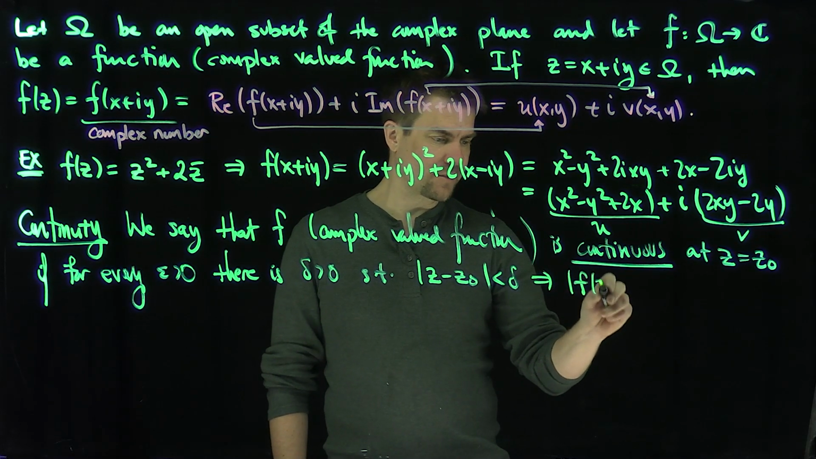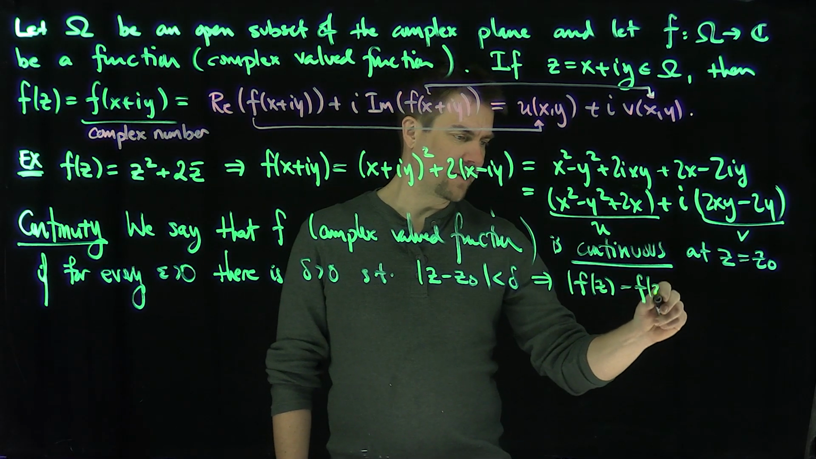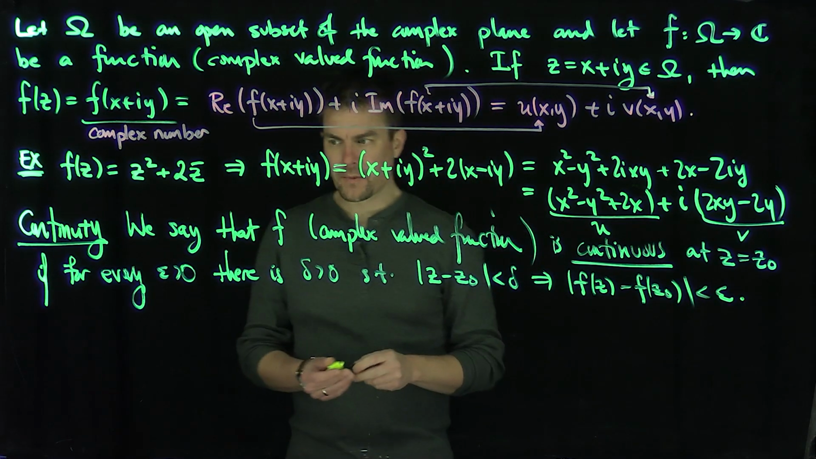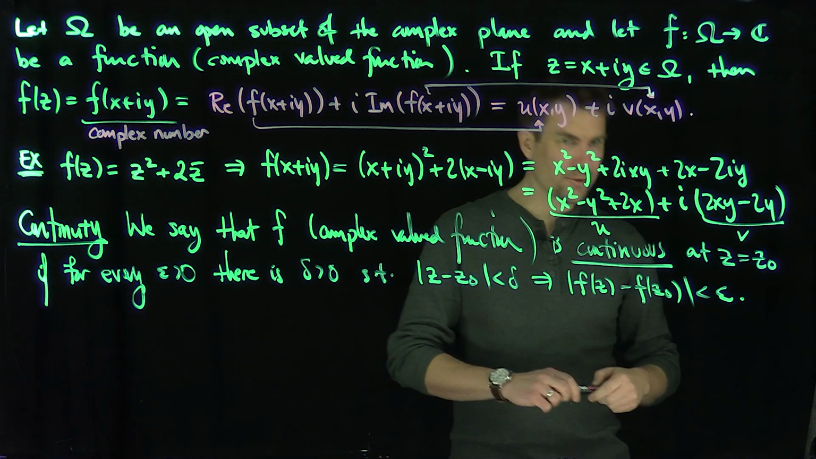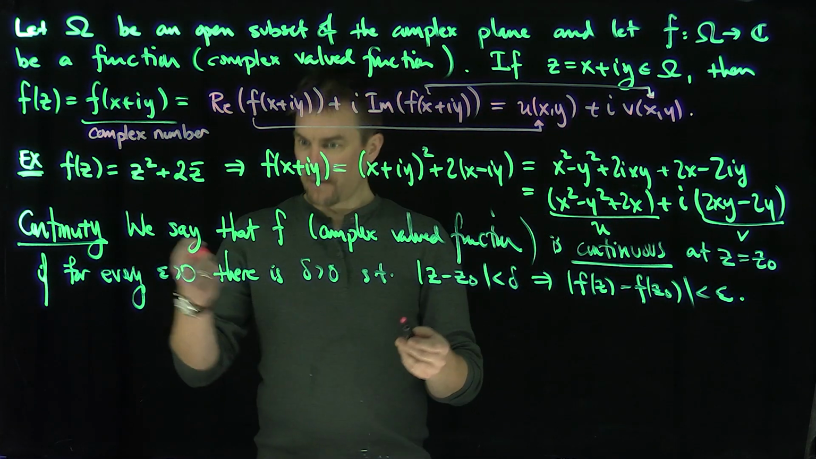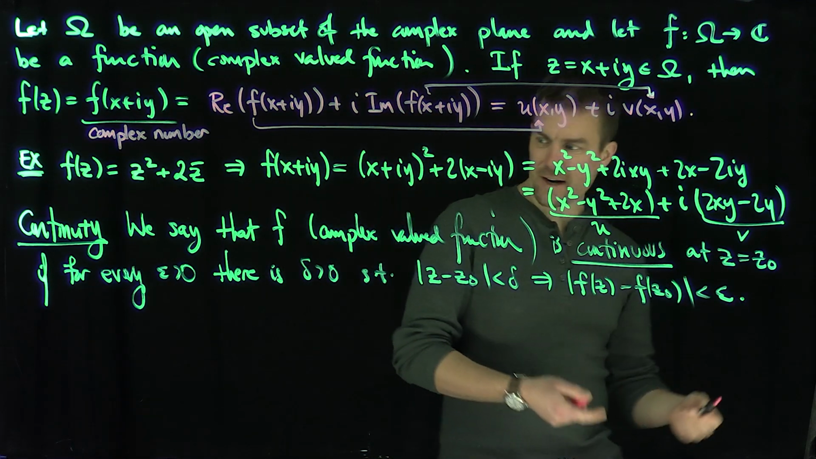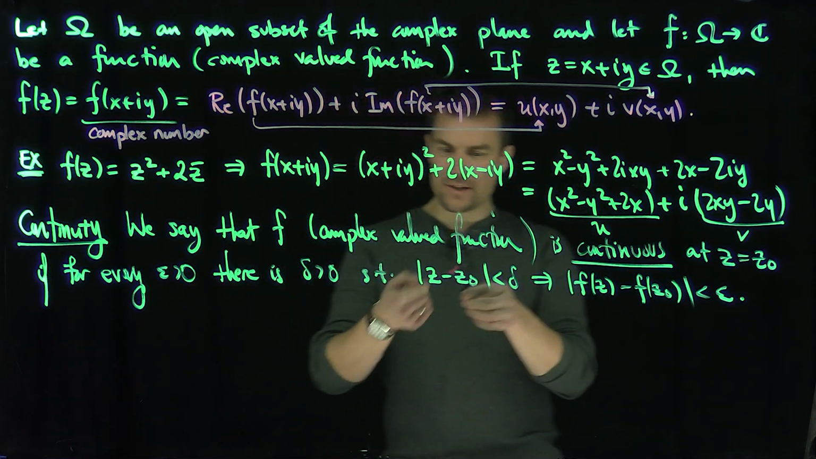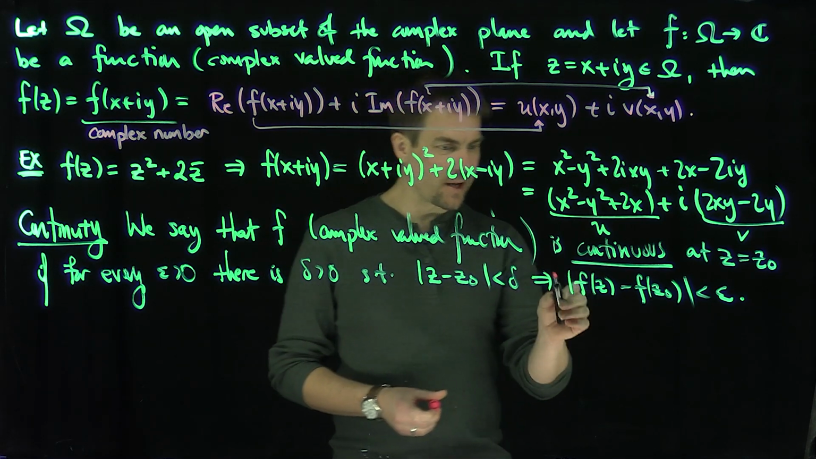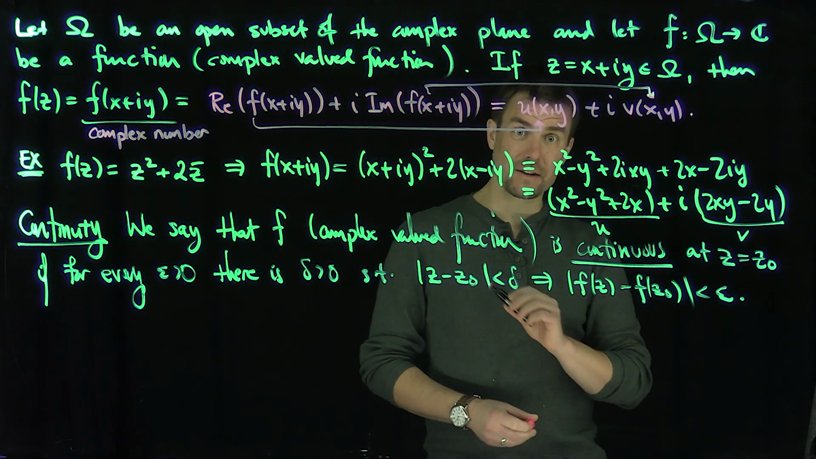Implies |f(z) - f(z0)| < epsilon. Now, if you're looking at this, and if I replace all these z's with x's, x equals x0, f is continuous at x equals x0 if for every epsilon greater than 0, there's a delta such that |x - x0| < delta implies |f(x) - f(x0)| < epsilon.